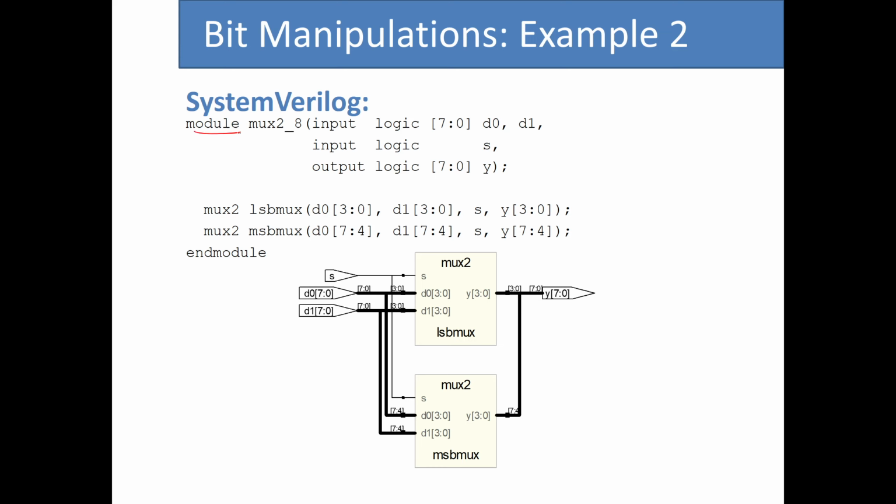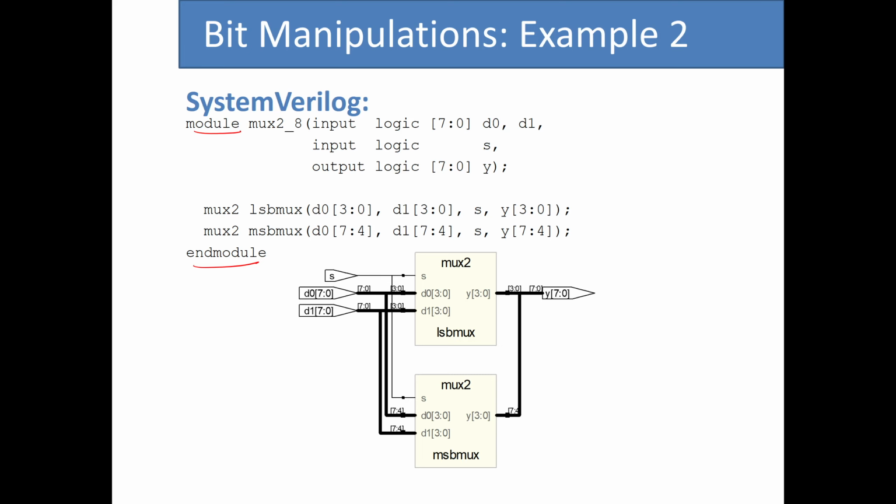So we have module and endmodule again. The name of the module is mux2_8, right? Since this underscore is part of the name, it's not going to be ignored. It is ignored when it is used for formatting a number. As for the inputs, we have input logic D0 and D1, each having 8 bits from 7 to 0, the number of the bits. We have the input logic S, which is only 1 bit, and then we have the output logic Y, which also has 8 bits.